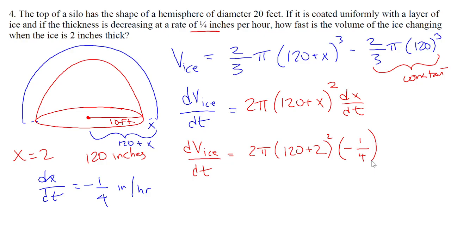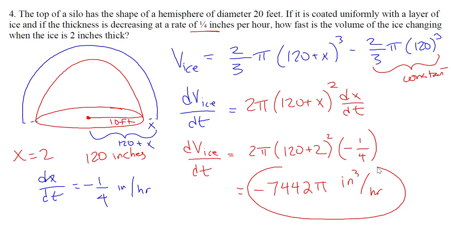And I'm not going to bother going through the arithmetic. 122 squared times 2 divided by 4 with a negative there is going to be negative 7,442 pi inches cubed per hour. And that's how fast the volume of the ice is changing.